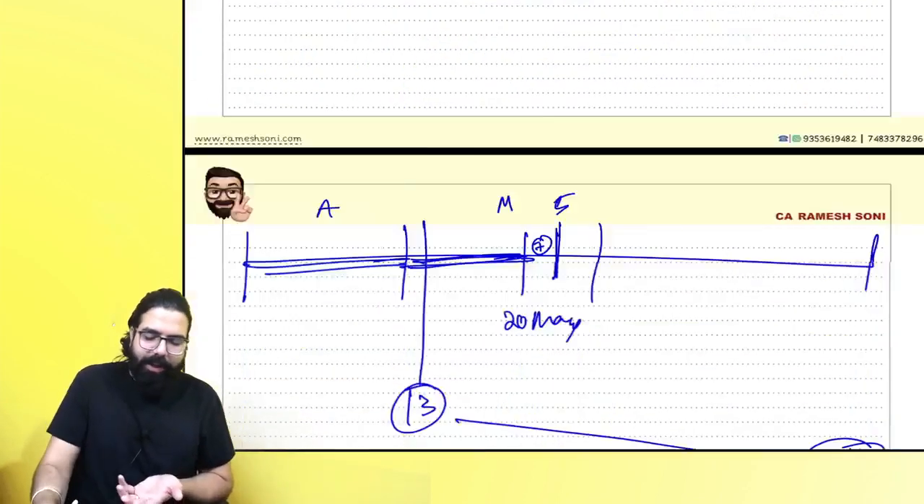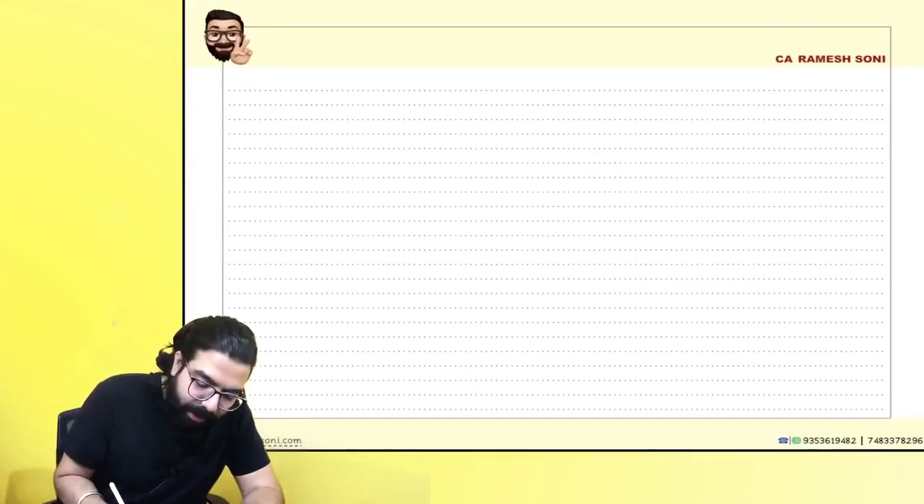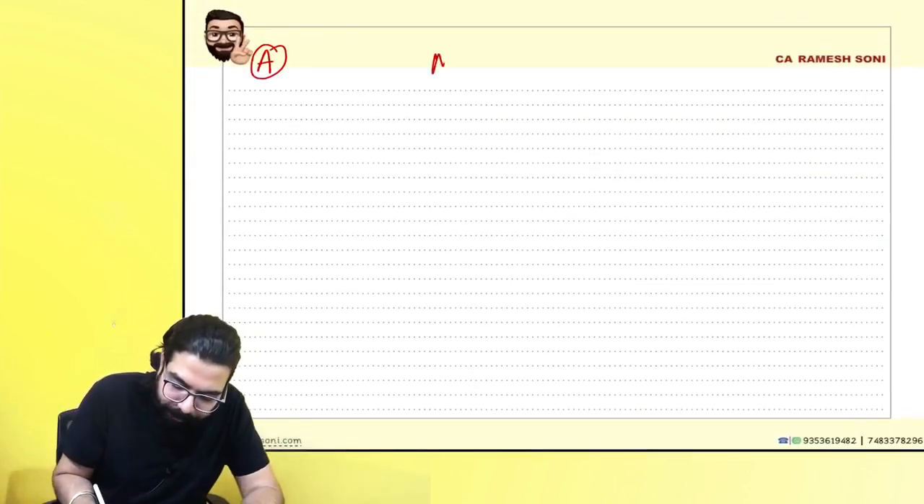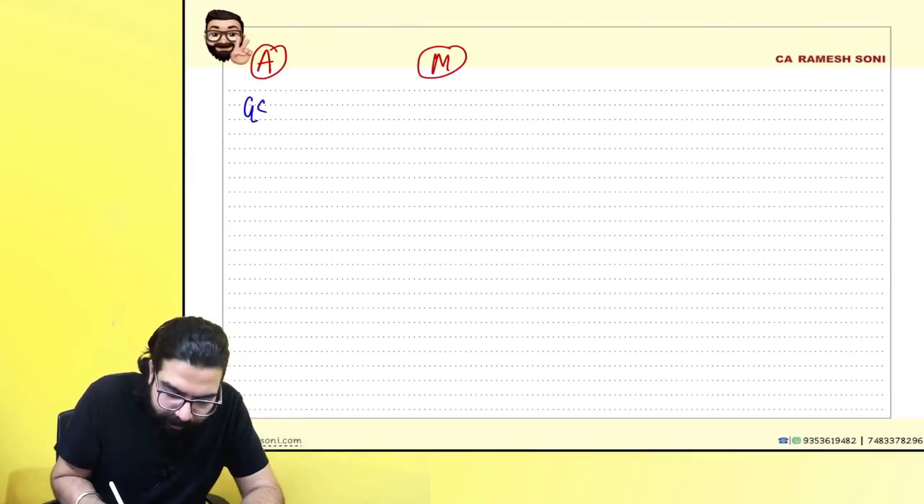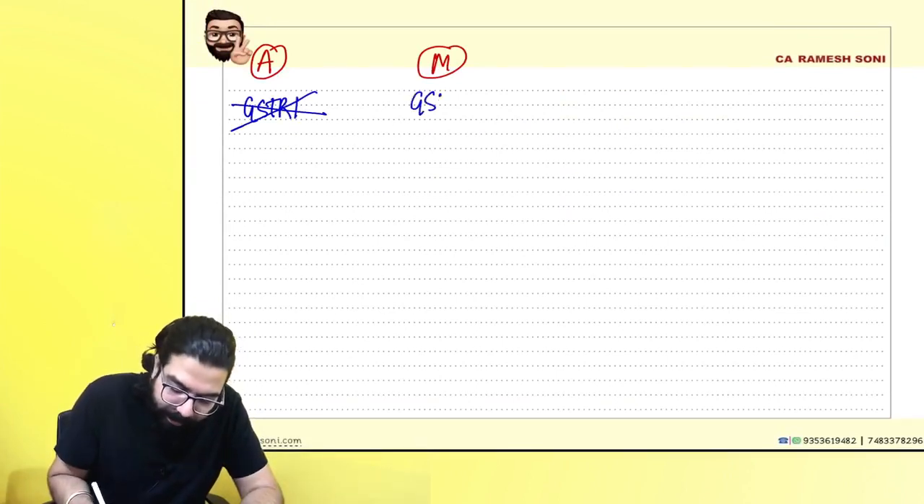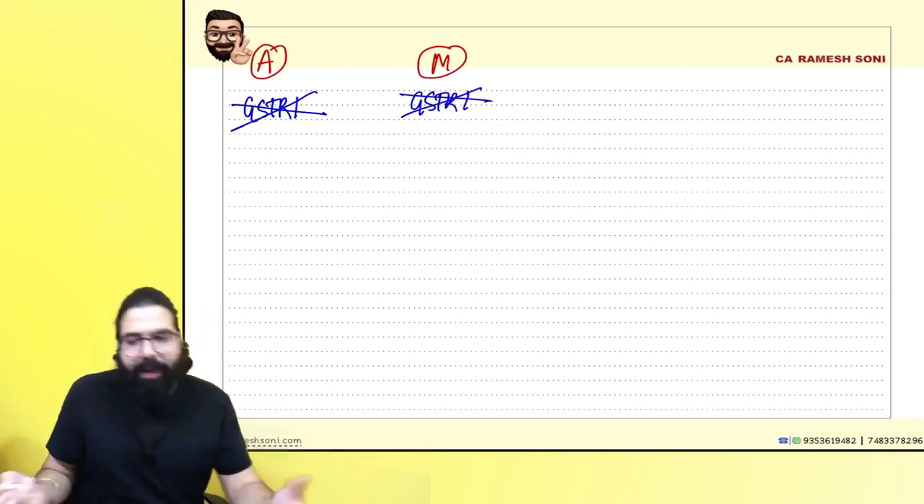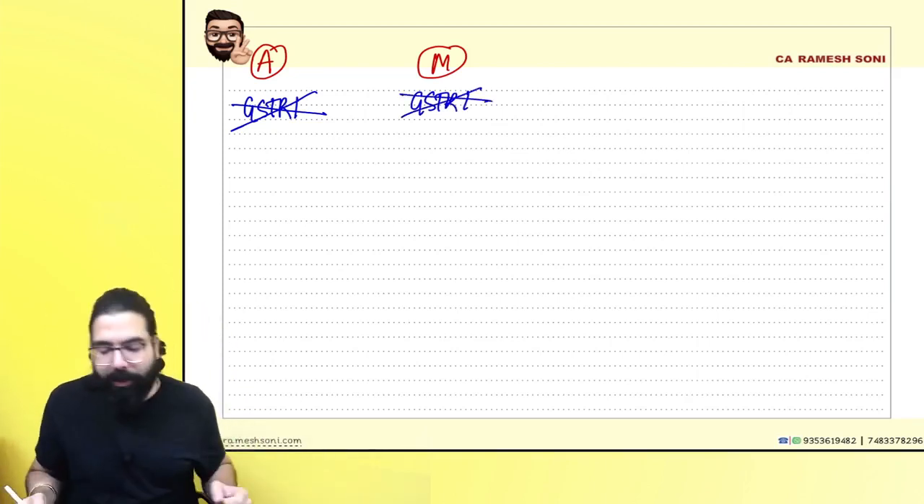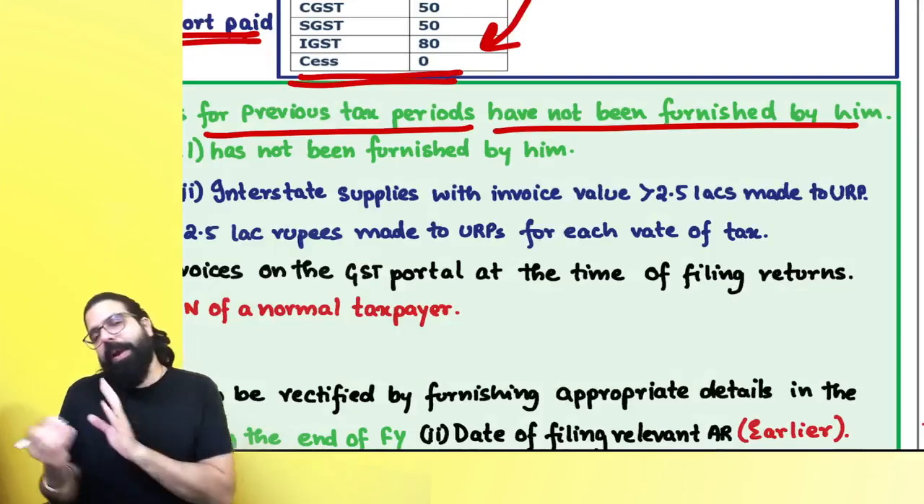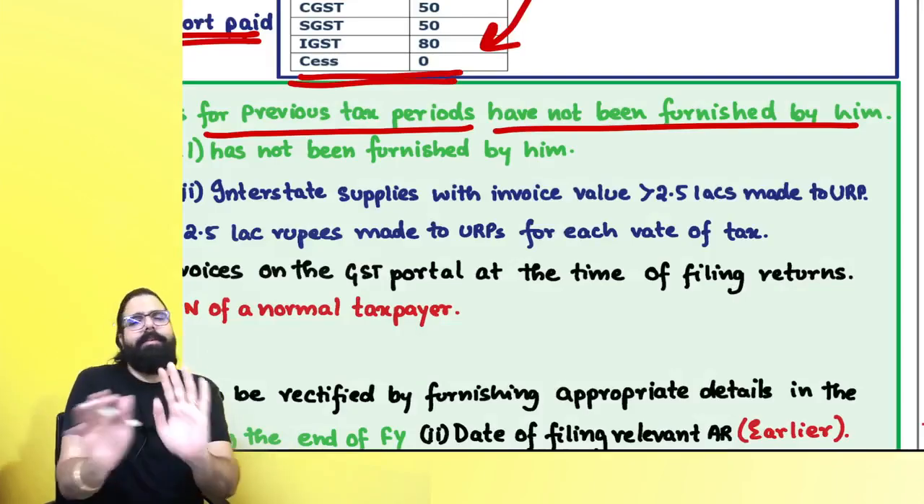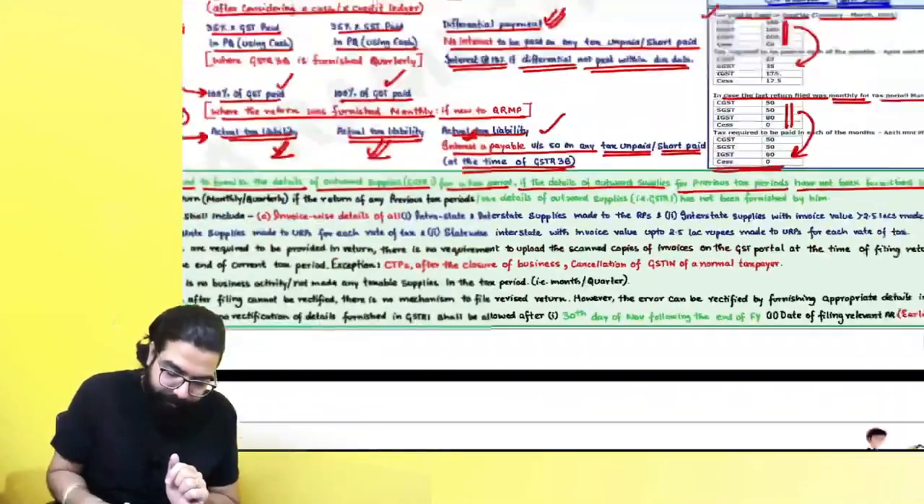Sir, what is new in this? We already know this. If, supposedly, for April and May, I have not filed GSTR 1, then for the month of May you will not be able to file GSTR 1. Simple as that. I hope everyone understood that, sir, if you are not filing the previous GSTR 1, the next GSTR 1 is not allowed. Okay, sir. Next.